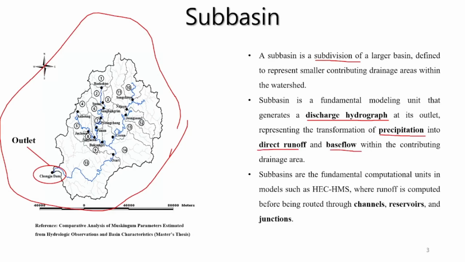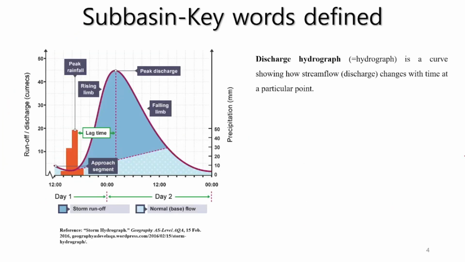So it transforms precipitation, the rainfall that comes in this area, into one, direct runoff, and two, base flow within the contributing drainage area. Subbasins are the fundamental computational units in models such as HEC HMS, where runoff is computed before being routed through channels, reservoirs, and junctions. We'll talk about what these three are soon. So let's first define what a discharge hydrograph is.